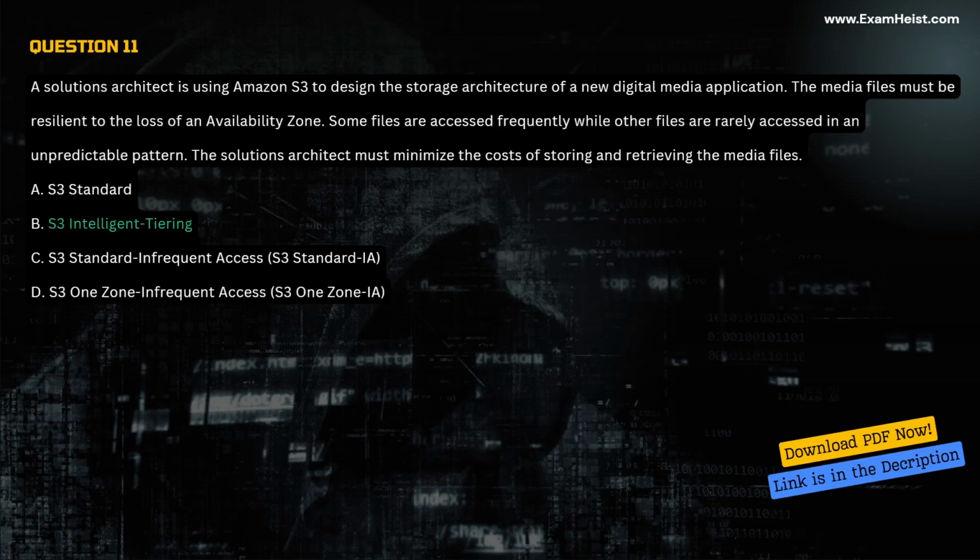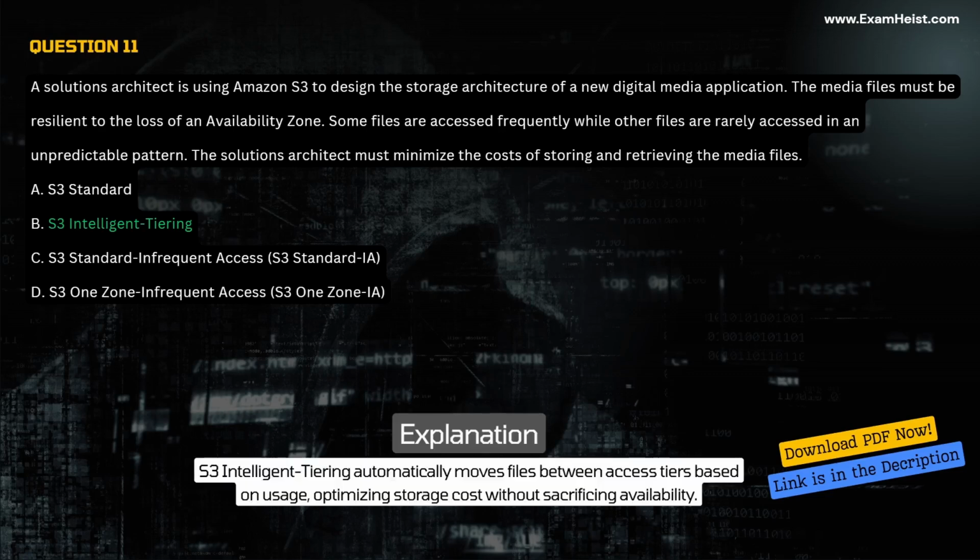Correct answer: B. S3 Intelligent-Tiering. Explanation: S3 Intelligent-Tiering automatically moves files between access tiers based on usage, optimizing storage costs without sacrificing availability.